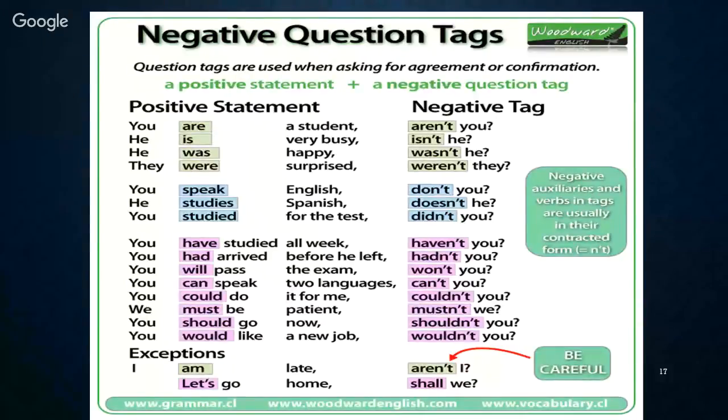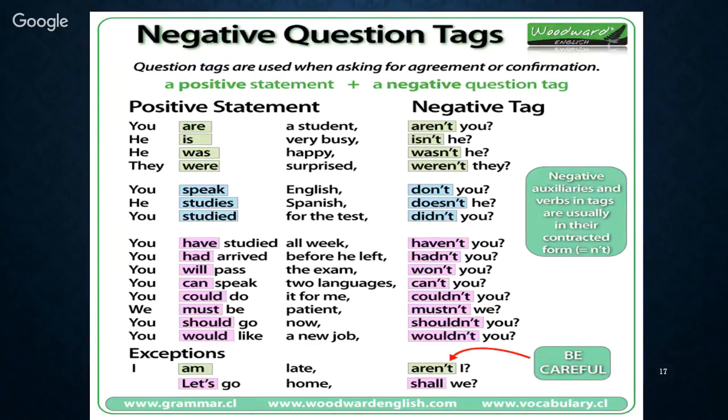You are a student, aren't you? He is very busy, isn't he? He was happy, wasn't he? They were surprised, weren't they? You speak English, don't you? He studies Spanish, doesn't he? You studied for the test, didn't you? You have studied all week, haven't you? You had arrived before he left, hadn't you? You will pass the exam, won't you? You can speak 2 languages, can't you? You could do it for me, couldn't you? We must be patient, mustn't we? You should go now, shouldn't you? You would like a new job, wouldn't you?